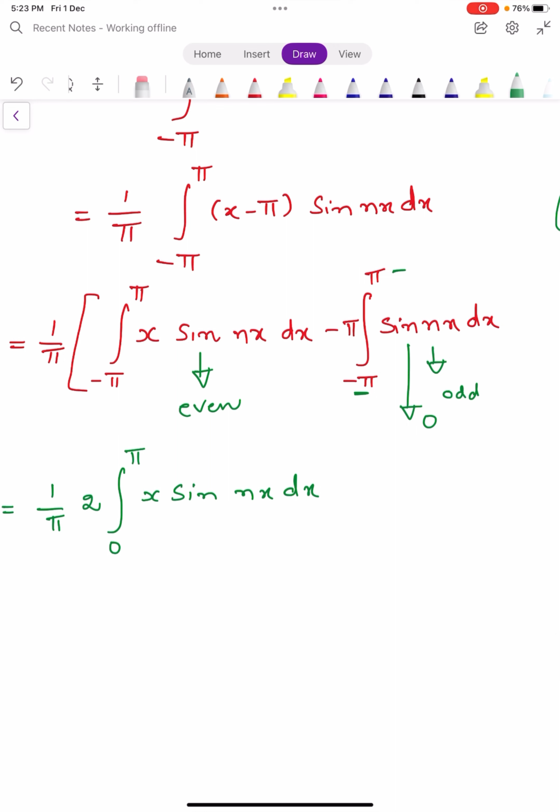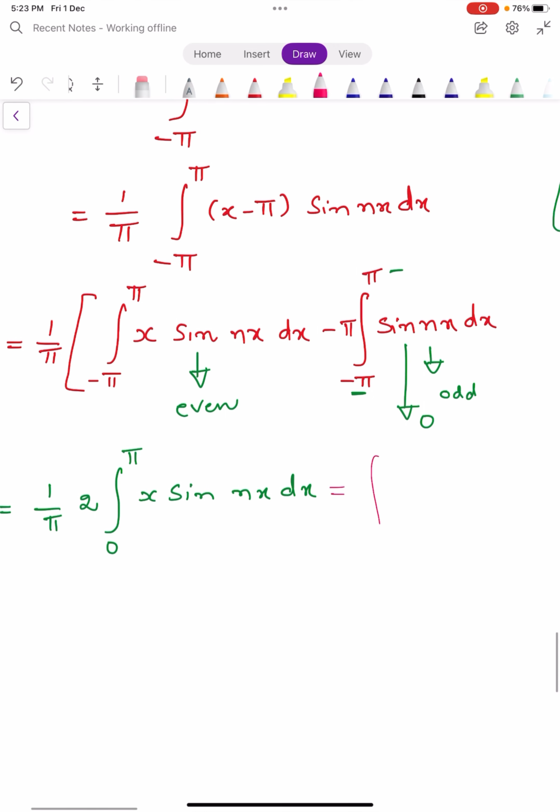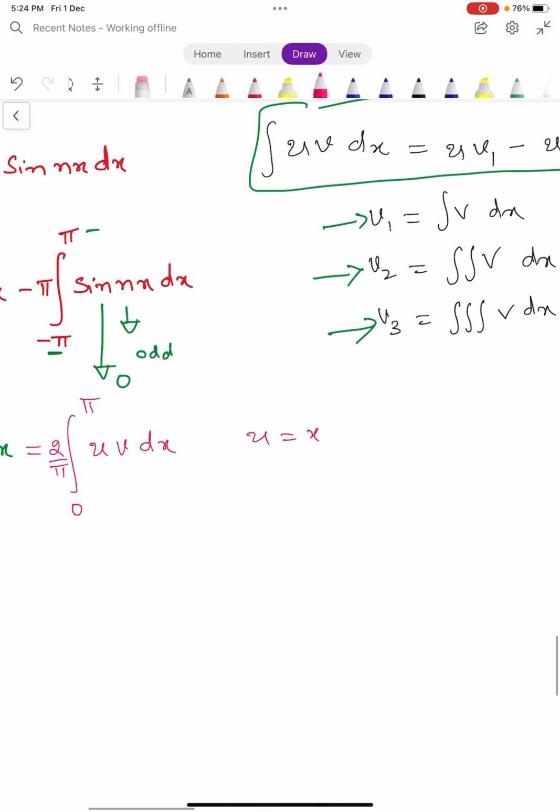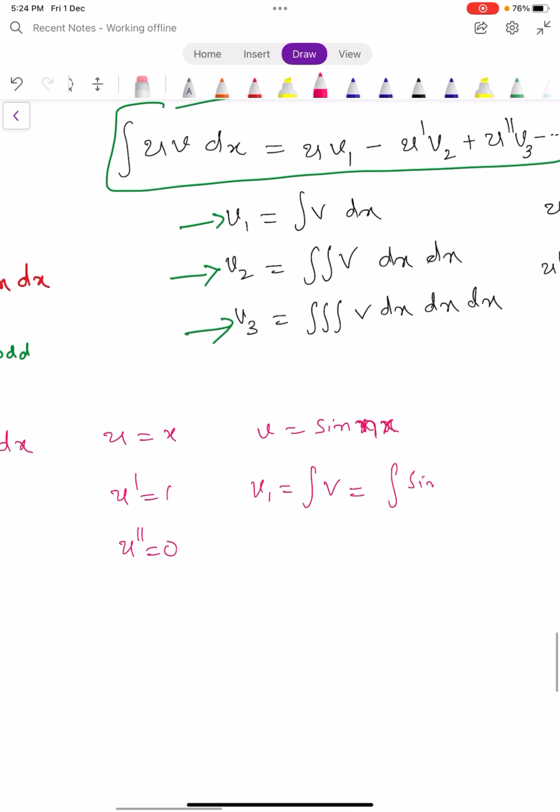Now our problem, in the same way, equals the integral from 0 to pi, with a constant 2 by pi also, of u v dx. Here u is equal to x, v is equal to sin nx. u dash is equal to 1, u double dash is equal to 0. v1 is the integral of v, which is the integral of sin nx dx, equal to minus 1 by n cos nx, and v2 is equal to minus 1 by n square sin nx.